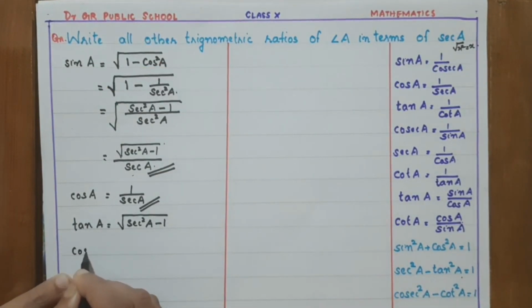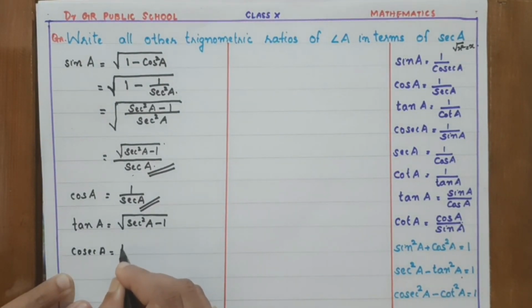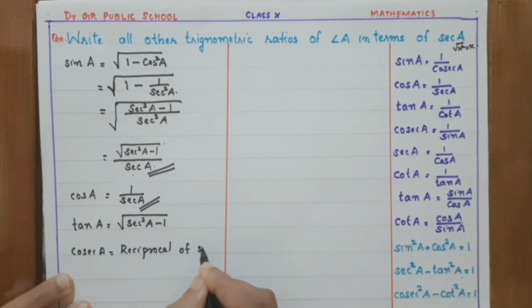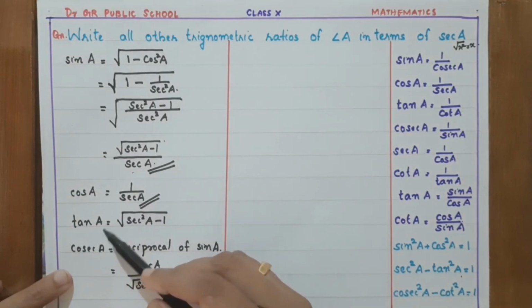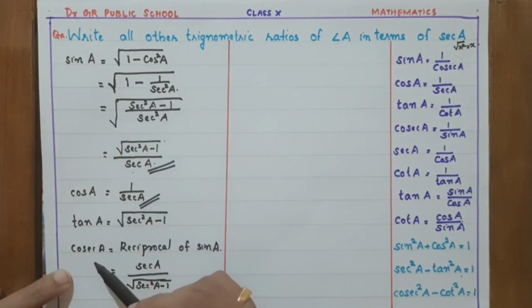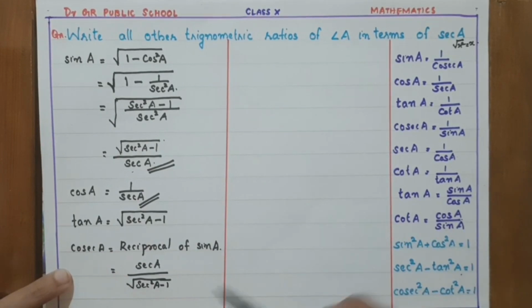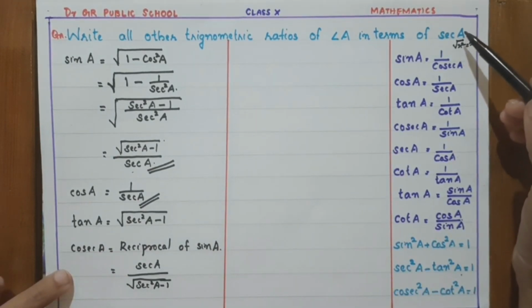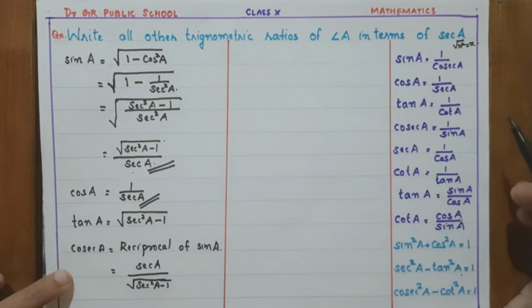So cosec a is equal to the reciprocal of sin a. So what is the reciprocal of sin a? Sec a by square root of sec square a minus 1. Okay children? Then what is the next ratio? Sin a, cos a, tan a, cosec a. Next is sec a, but no need to write that, isn't it? We have to write all the other trigonometric ratios.